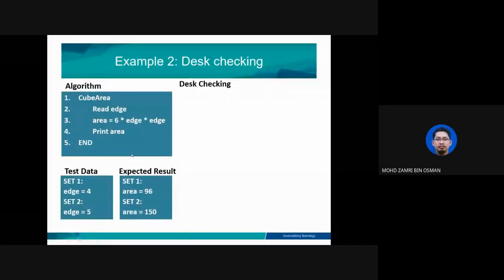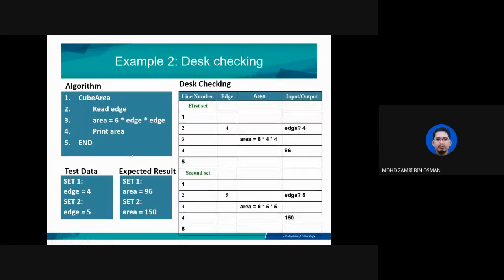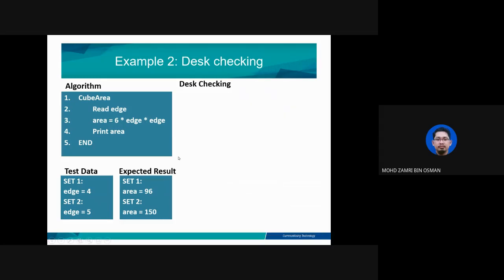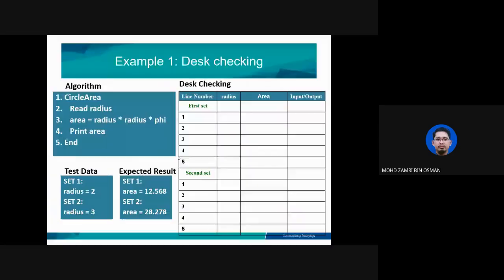Right, okay. Assalamualaikum. We continue with our example number 2 on the test checking here. We have two sets of data. Set number 1, we have length equal to 4, height equal to 5. So in example number 1, we calculated an area, of course with two sets of numbers, 2 and 3 here. Try to look at the steps line by line that we have.